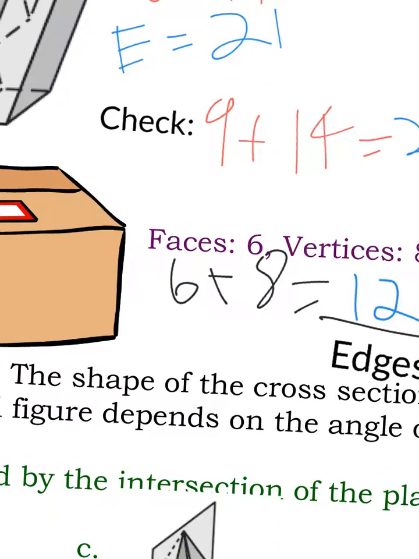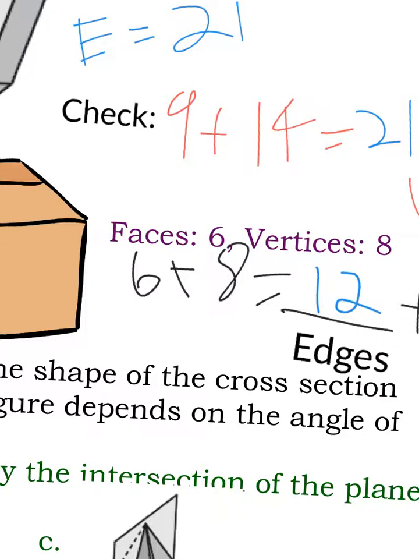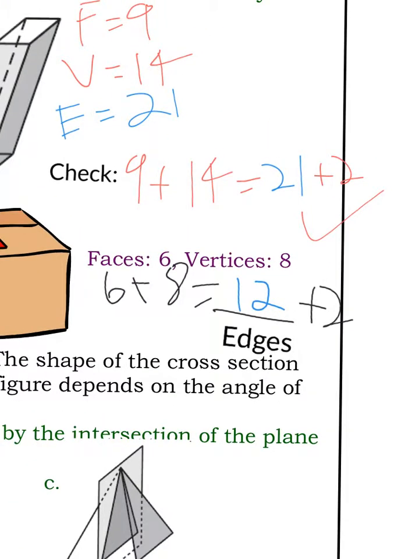Faces and vertices, 6 plus 8, that's 14. 12 plus 2 is also 14, or 14 minus 2 is 12. So that's how I arrived at 12 edges.